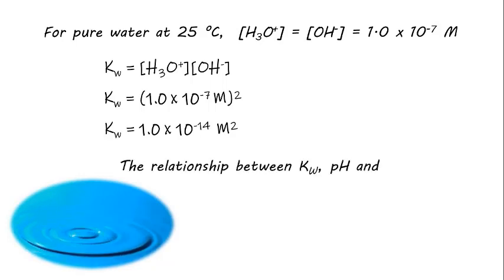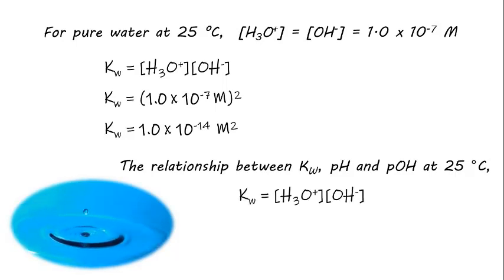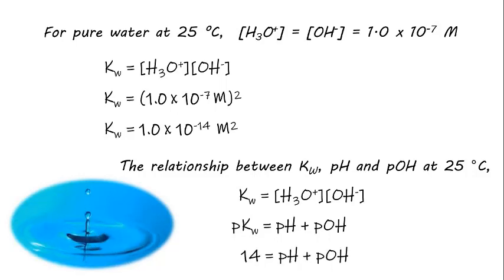The relationship between Kw, pH and pOH at 25 degrees Celsius. From this formula, Kw, we take the negative log on both sides, which results in pKw equals pH plus pOH, and substitute the value into this formula, and finally you will get 14 equals pH plus pOH.